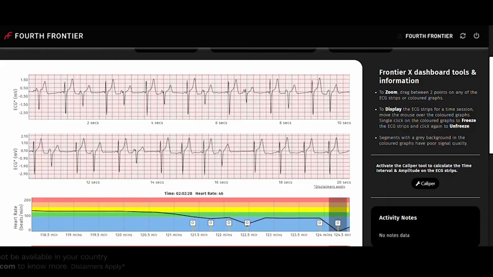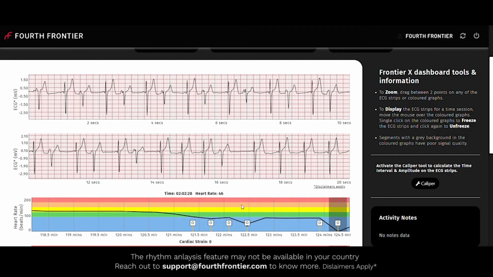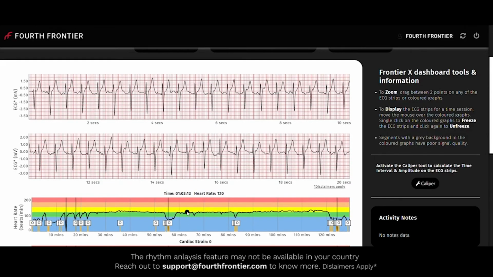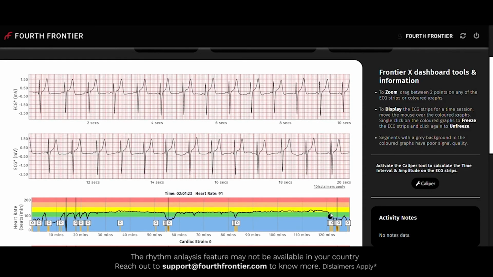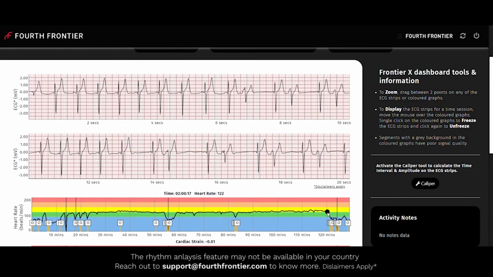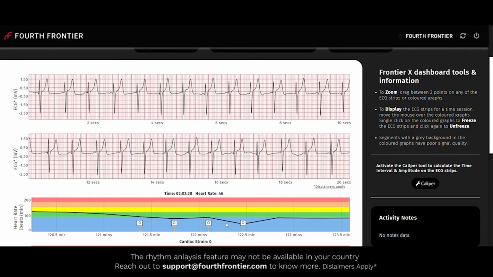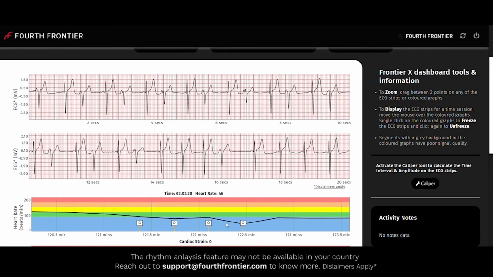And interestingly, he also found out that in each of his runs, towards the end, he actually had a significant burden of arrhythmias, which he was unaware of before he started using the Frontier X. So here you can see that he has something called premature ventricular contractions.